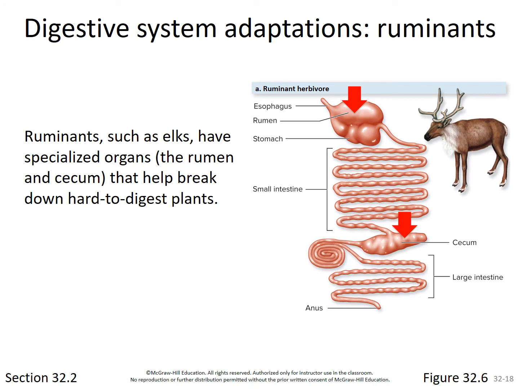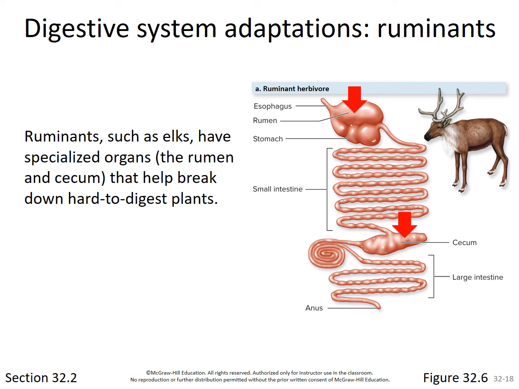So if you take a look at the digestive system that's on the right, it shows the digestive system of a ruminant. And this is basically an animal that does a lot of grazing, definitely an herbivore. So ruminants have specialized organs, the rumen, after which ruminants are named, and the cecum. These help digest plant matter.